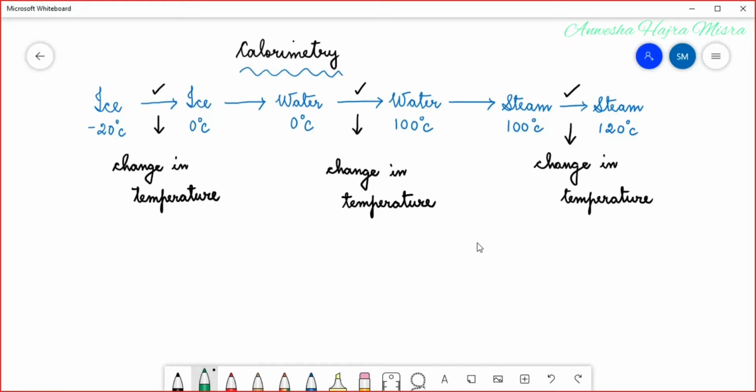the other part where ice changes from ice at 0 to water at 0, here there is a change of state. Water at 100 to steam at 100, again here there is a change of state.